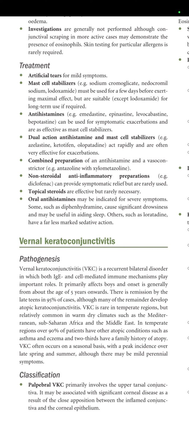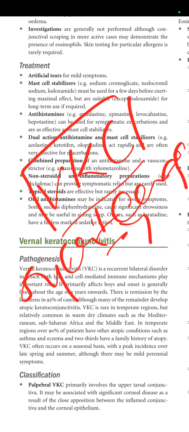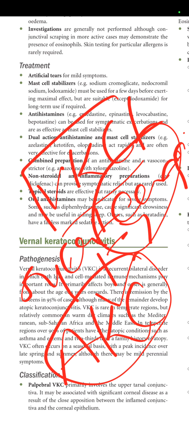Basically, allergy is usually, I have seen, more common in boys than in girls. So that is why VKC is also more prominent in boys. There is a remission by the late teens in 95% of the cases, although many of the remainder develop atopic keratoconjunctivitis. Very, very important. Basically, VKC usually resolves when the teenage years settle down. It starts at the age of 5 years, but at teenage it settles down. But some of the cases proceed to atopic keratoconjunctivitis, which is an adult allergic conjunctivitis.